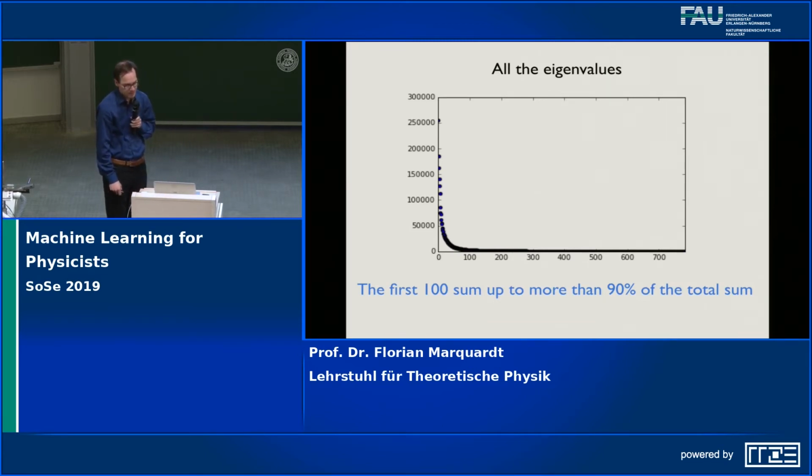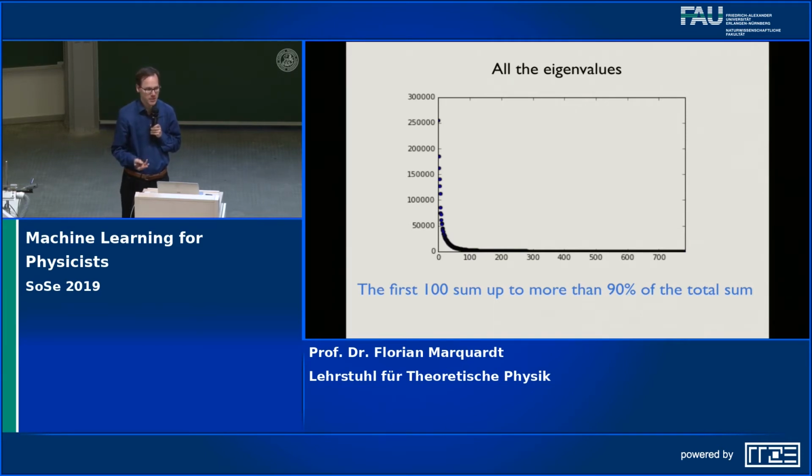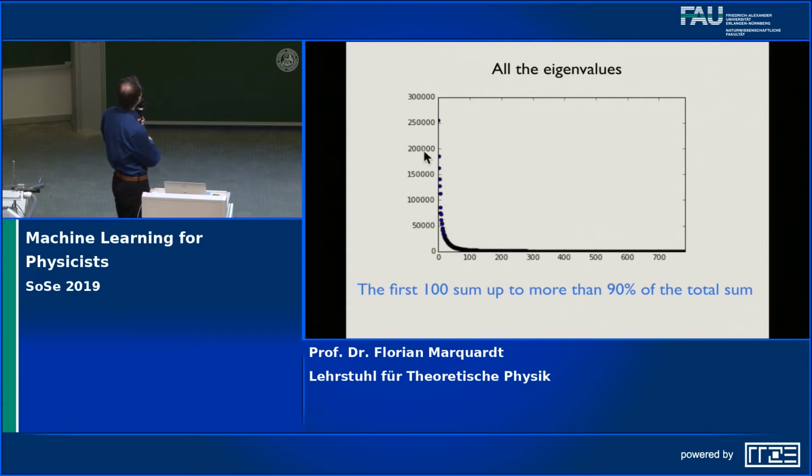To prove that you can get the most information from the first few eigenvectors already, here I've plotted really all the different eigenvalues. It's a 784 by 784 matrix. Therefore, there will be 784 eigenvalues. And what I'm plotting is the value of the eigenvalue against the index. So if you order them from largest to smallest, then you count from 0 to 783, I guess. And what you see here is that the first eigenvalues are by far the largest, and then it falls off very rapidly.